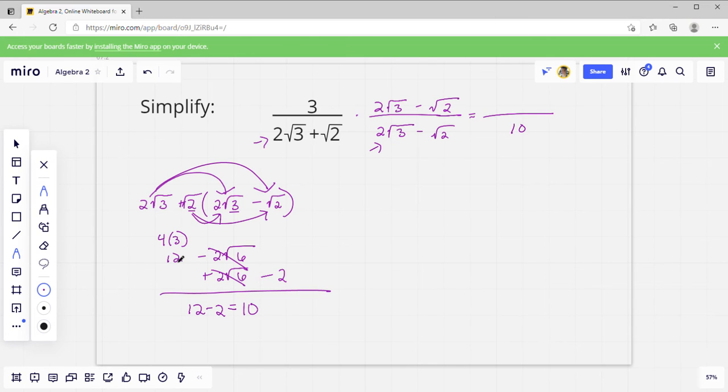And then our top, we have to multiply that times 3. Okay? So we're going to multiply this part times 3. 3 times 2 would be 6 times the square root of 3. And then we're going to multiply this times 3, so that would be negative 3 times the square root of 2.